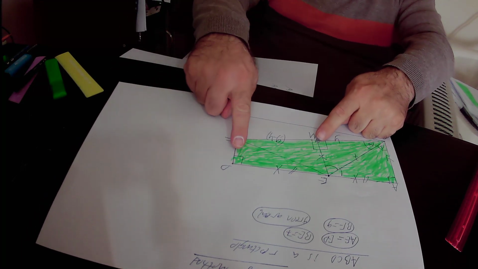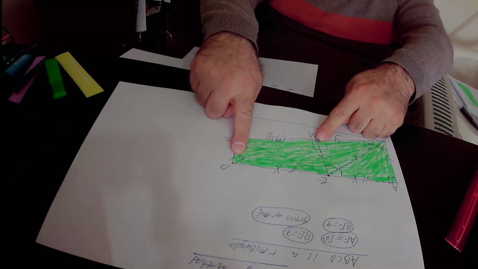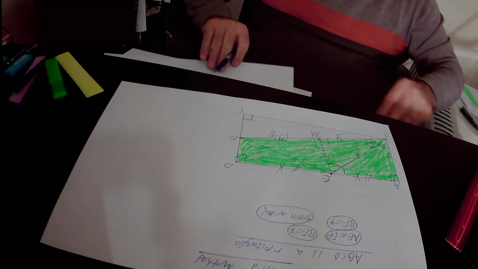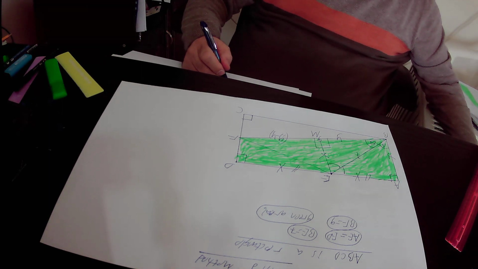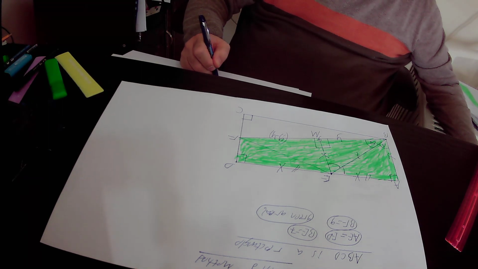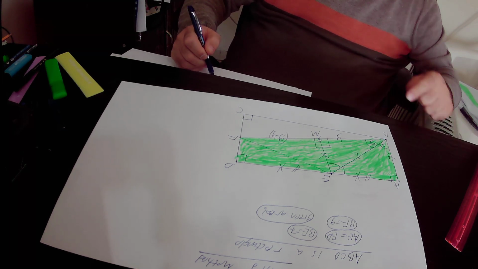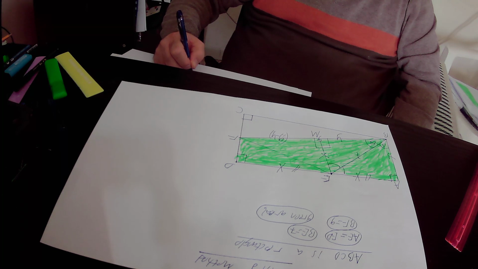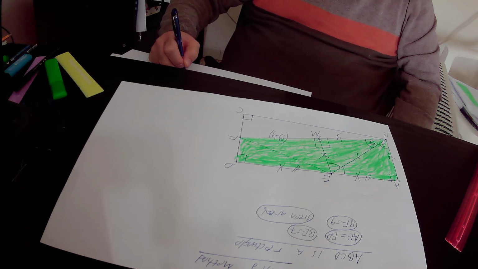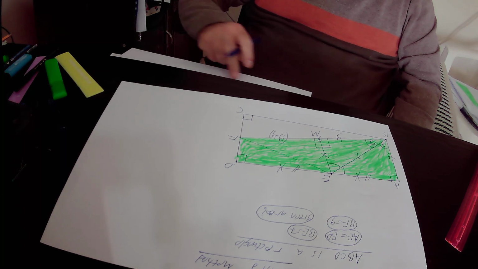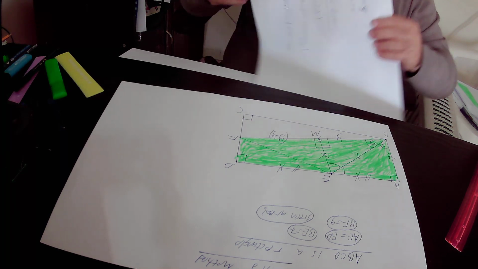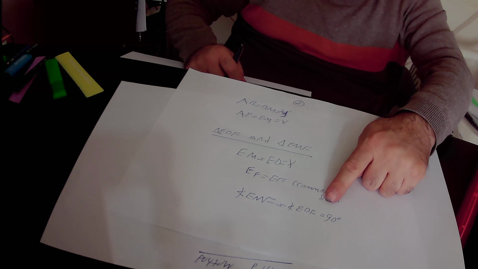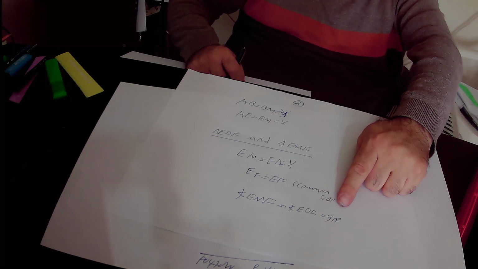And those two angles are right angles, therefore they are equal to each other, so angle EMF equals angle EDF, and they are both equal to 90 degrees.